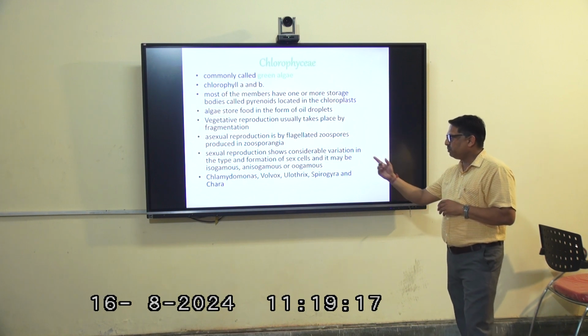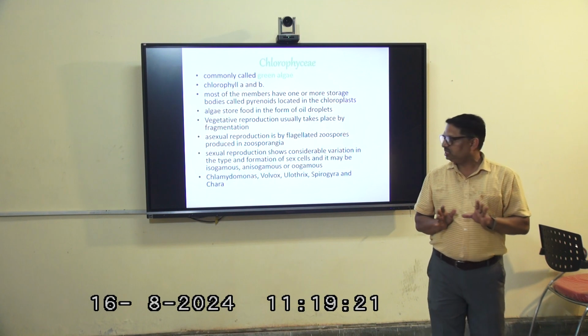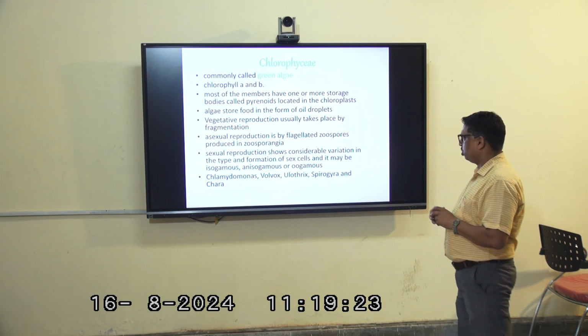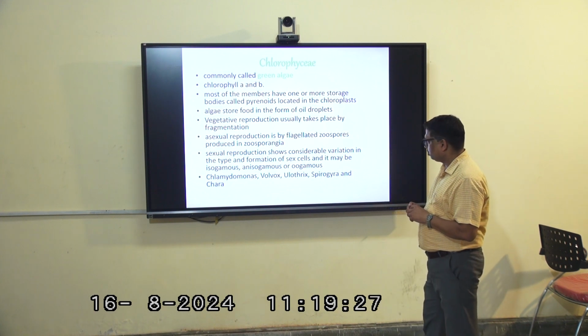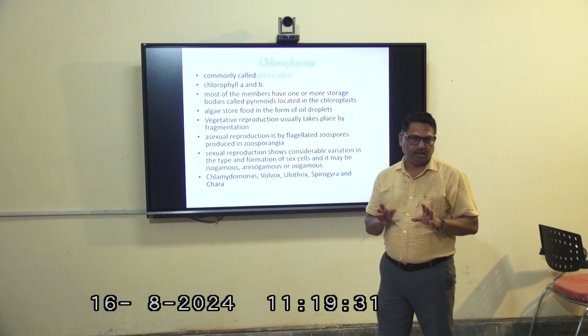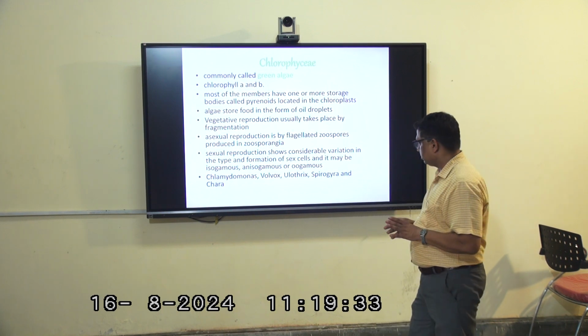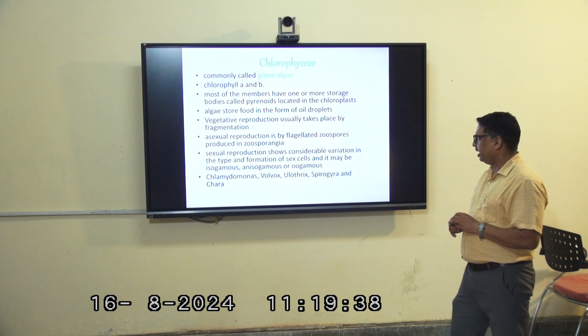Likewise, whenever we talk about sexual reproduction, it shows considerable variations in the type of formation of sex cells, and it may be isogamous, anisogamous, and oogamous. These are the instances of the different categories of algal cells, which are Chlamydomonas, Volvox, Fucus, Spirogyra, and Chara.